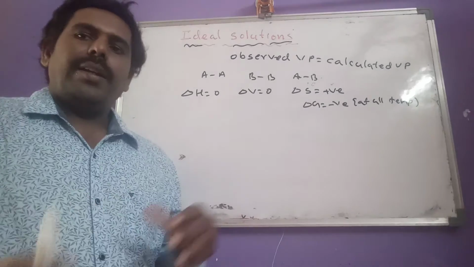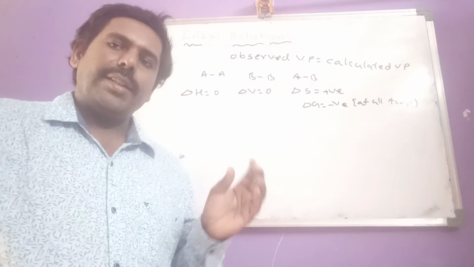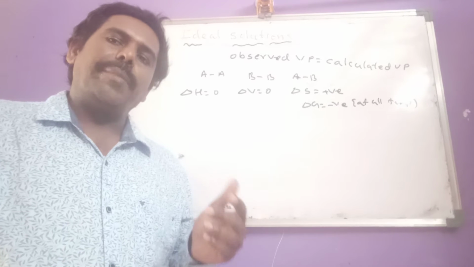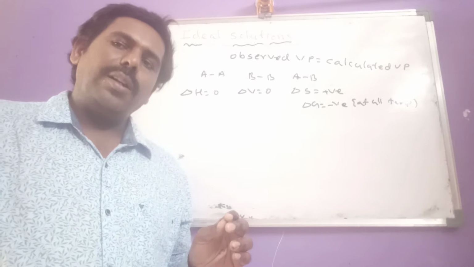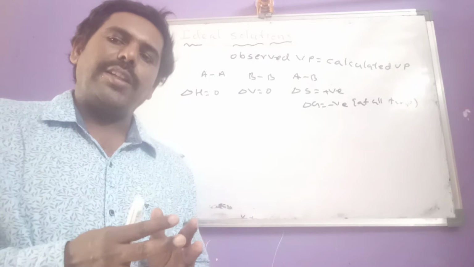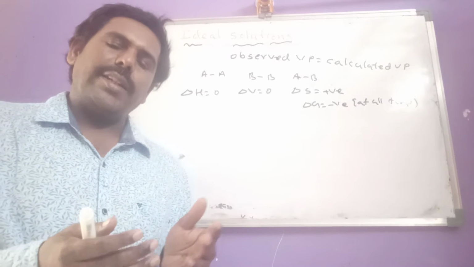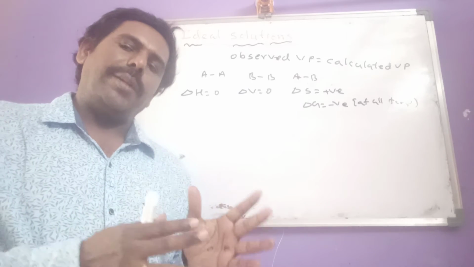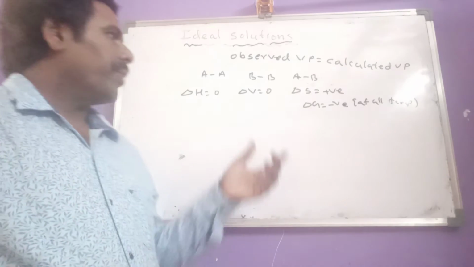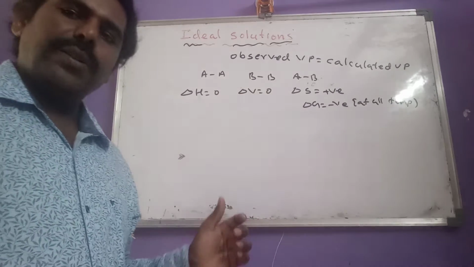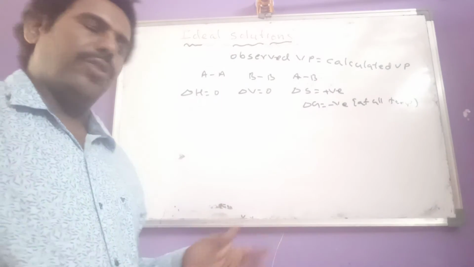And then in this type of solutions, separation of liquids from the mixture is possible by using which one? Fractional distillation. By using fractional distillation, one can separate the A and B liquids from the mixture. Okay, then here are examples for such type of solutions.